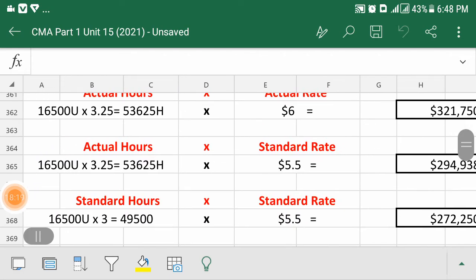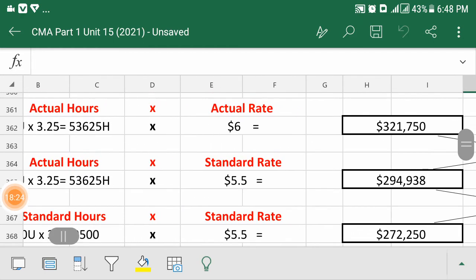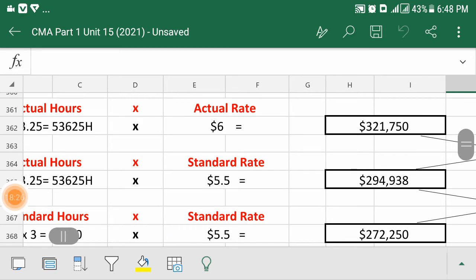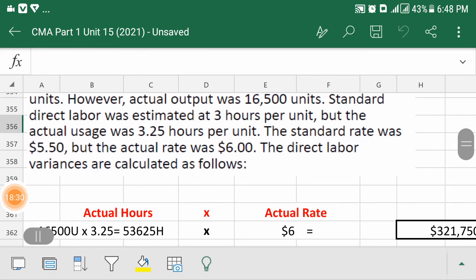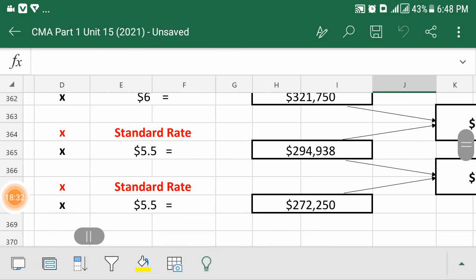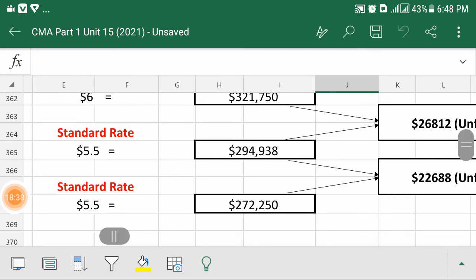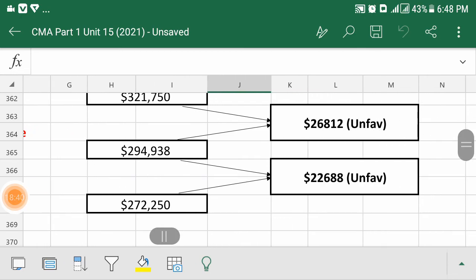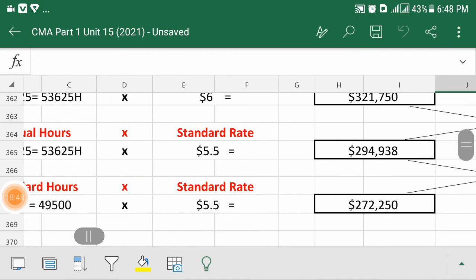Here you take the same actual labor hours and multiply with the standard rate. The standard rate is already in the question, 5.5. You multiply and you get 294,938. So here 26,812 would be unfavorable.